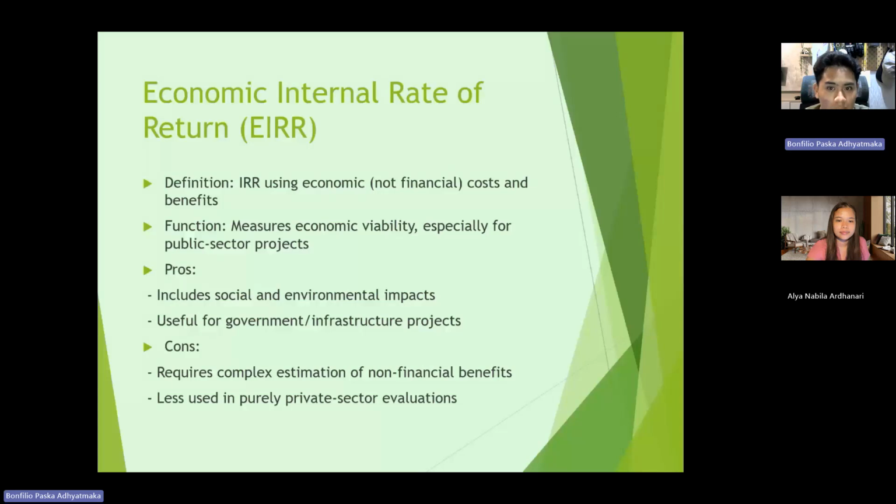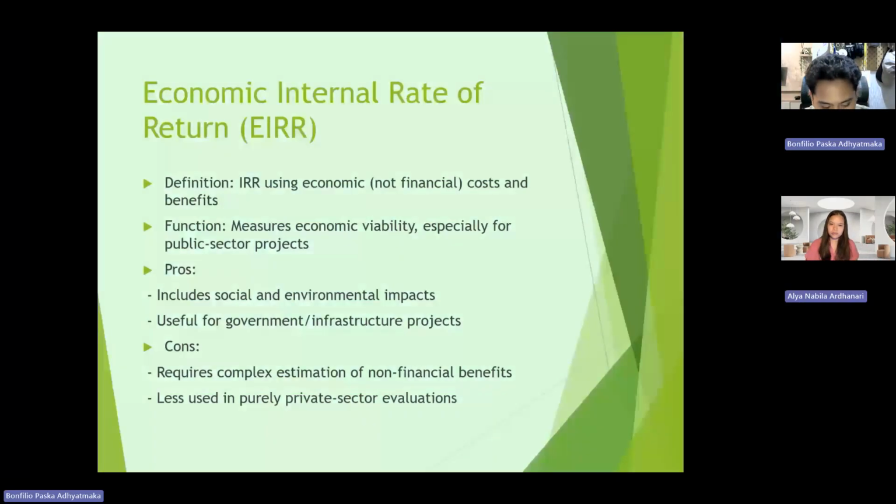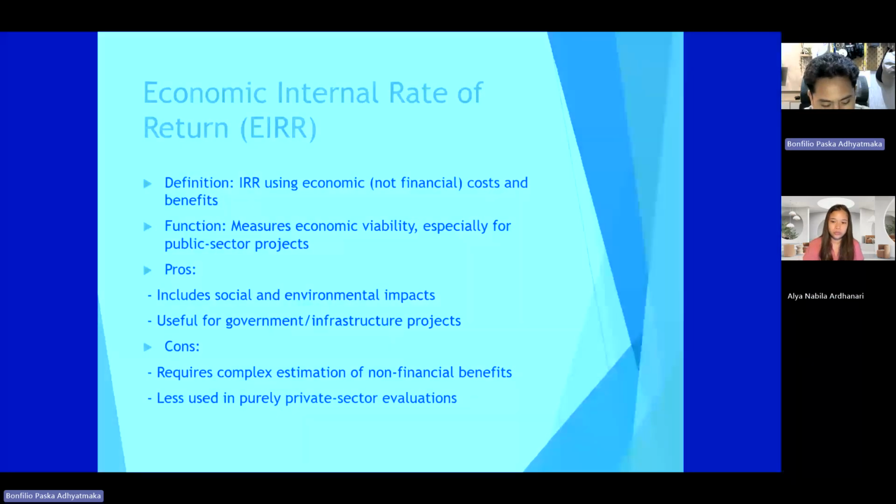Next is the economic internal rate of return or EIRR. EIRR is similar to regular IRR, but with a key difference, which is that it evaluates the project based on economic costs and benefits rather than just financial ones. This means it includes social, environmental, and broader community impacts, and not just profit. The main function is to assess the overall economic viability of a project, especially in the public sector, such as infrastructure, education, and rural development projects.